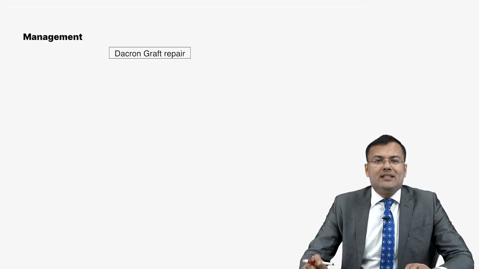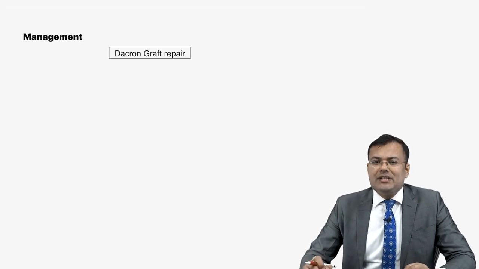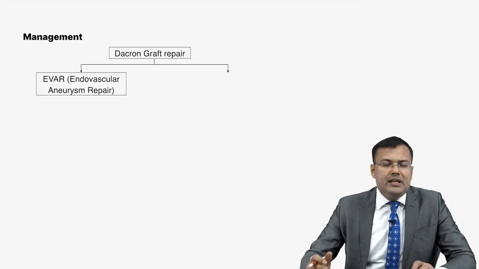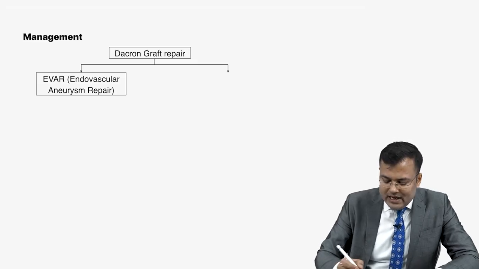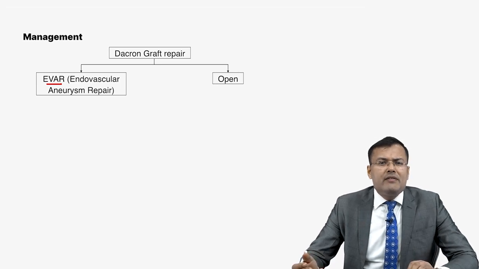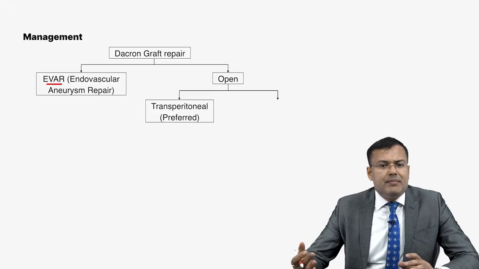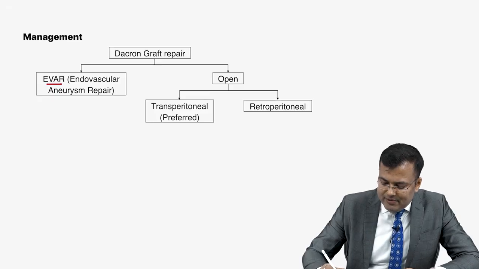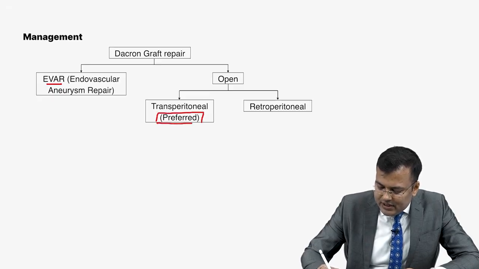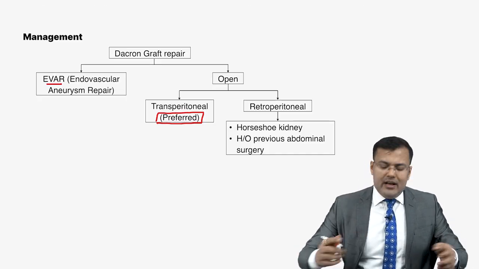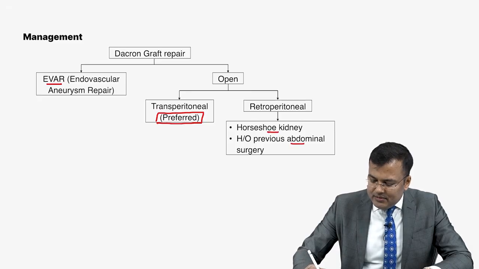Now, what kind of repair is done? Obviously, in abdominal aortic aneurysm, we use Dacron graft. For Dacron graft repair, we have two options. Either we can go for endovascular aneurysm repair, that is EVAR, or we can go for open repair. In open repair, we have two approaches: one is transperitoneal, second is retroperitoneal. Which one is preferred? Transperitoneal is preferred. But if the patient is having horseshoe kidney or a history of previous abdominal surgery, we go for the retroperitoneal approach.